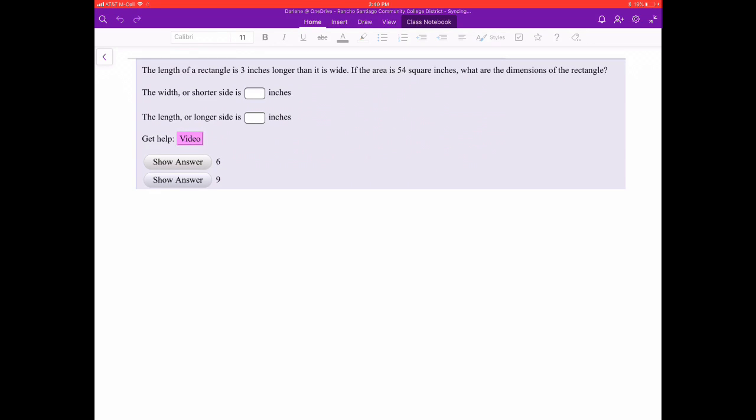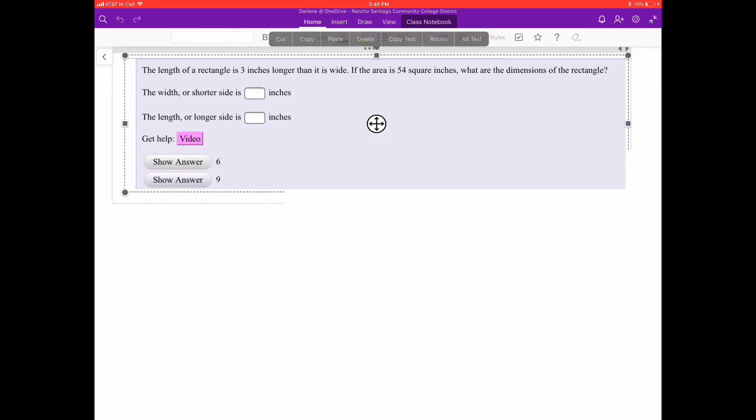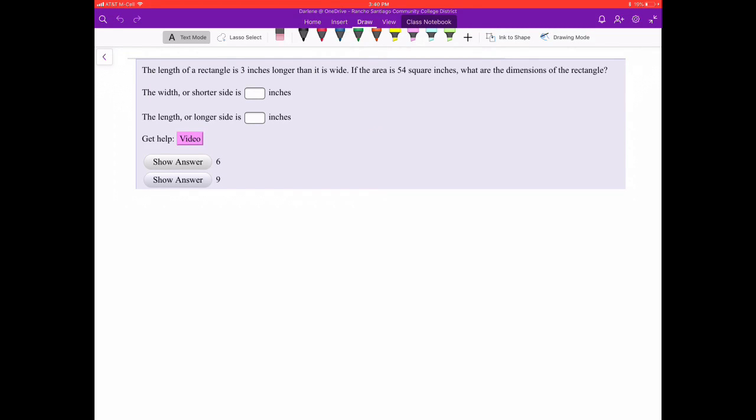Hi, in this example, we're going to use a quadratic equation to solve this problem. The length of a rectangle is 3 inches longer than it is wide. If the area is 54 square inches, what are the dimensions of the rectangle?